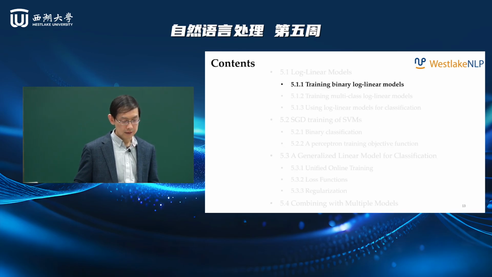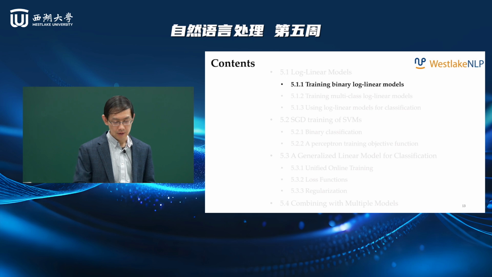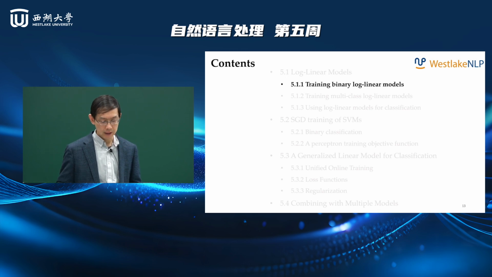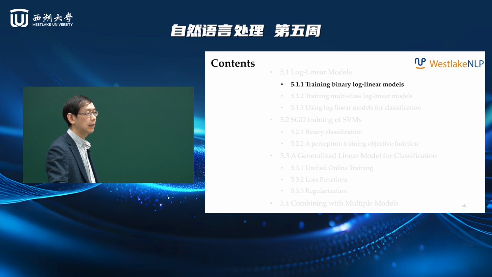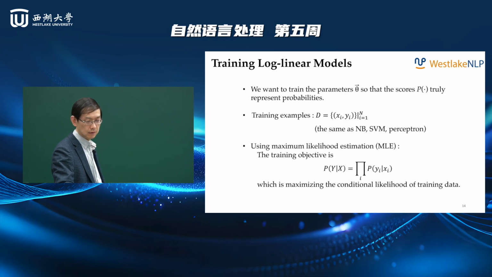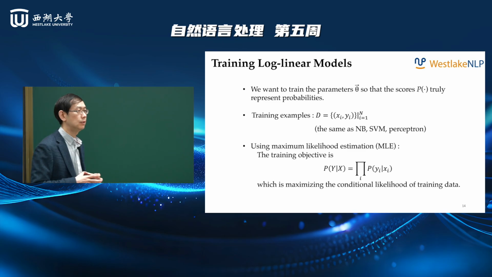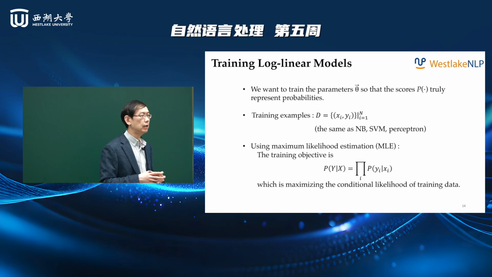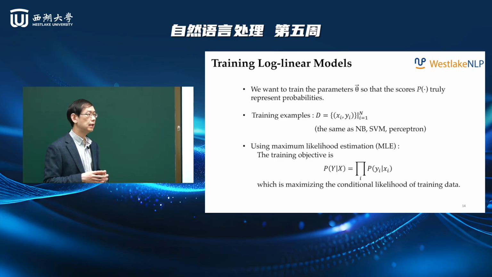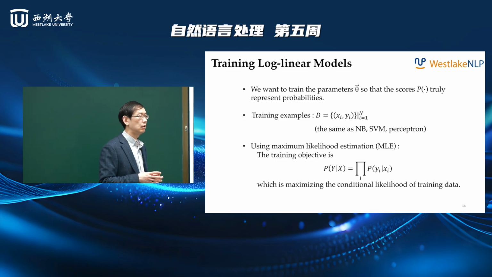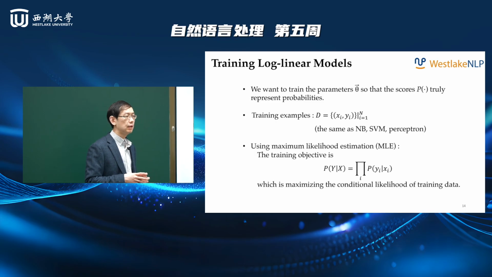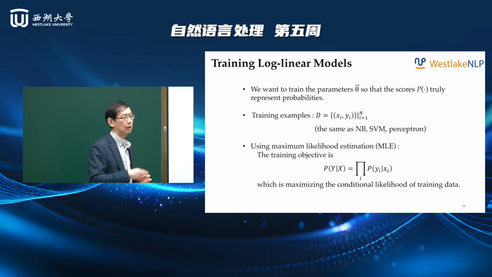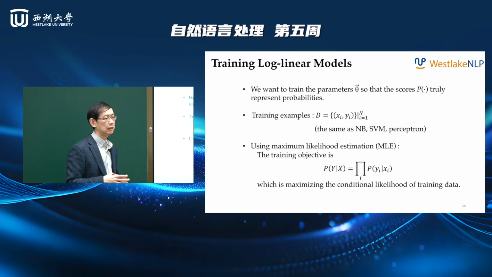Okay, so let's take the binary classification case as the running case. How do we train a probability model? Of course, you need a set of training data, and this will be the same as the naive Bayes classifier. Imagine that you have a data set with labels. You have already manually labeled your data set.